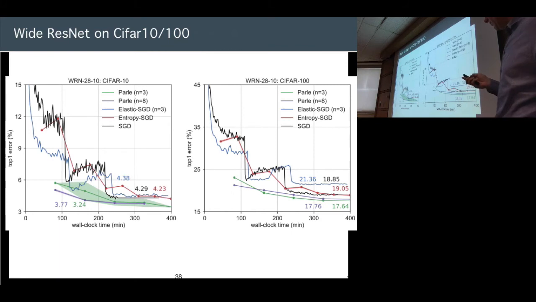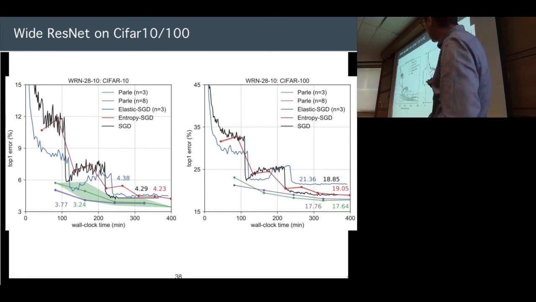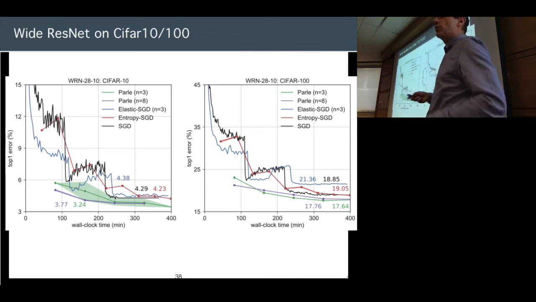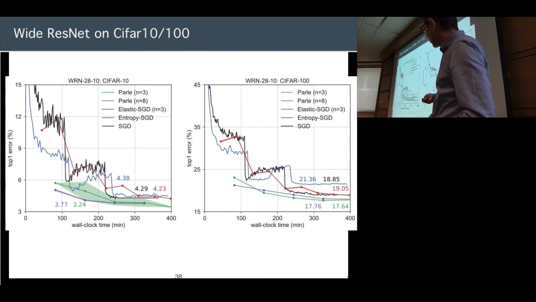So here's some data. This is CIFAR-10 and CIFAR-100. Black is standard SGD. Red is entropy SGD. Here, each point is one epoch. So in terms of number of iterations, this is a tiny fraction of SGD. But of course, each iteration costs more, so what I'm plotting here is actual wall time that takes into account the additional work. But what you can see here is that not only do you converge faster, but you converge actually to a lower risk than SGD will ever get.